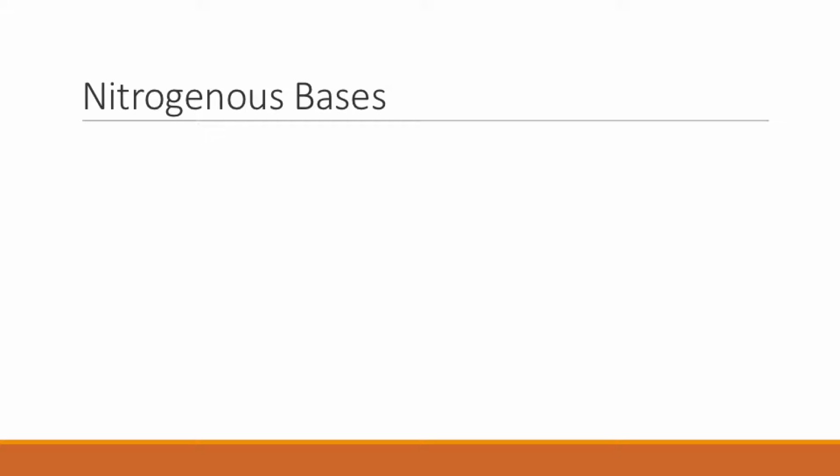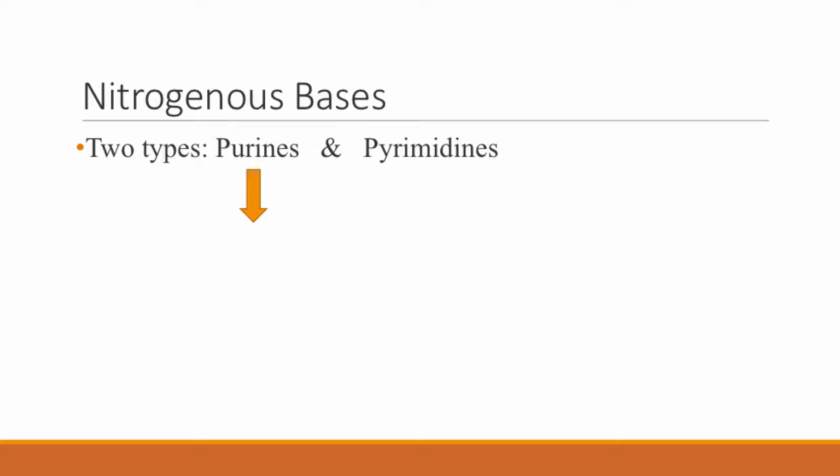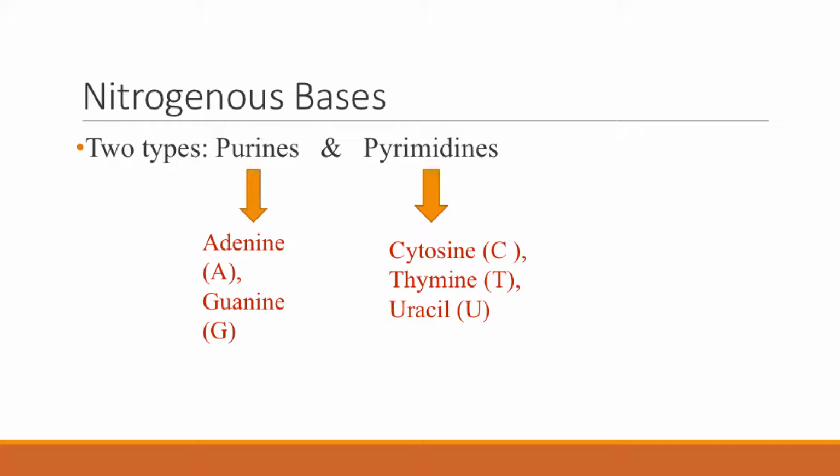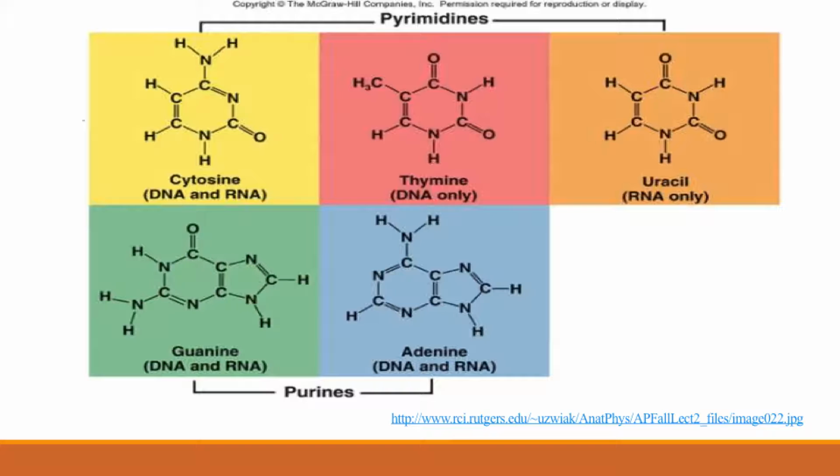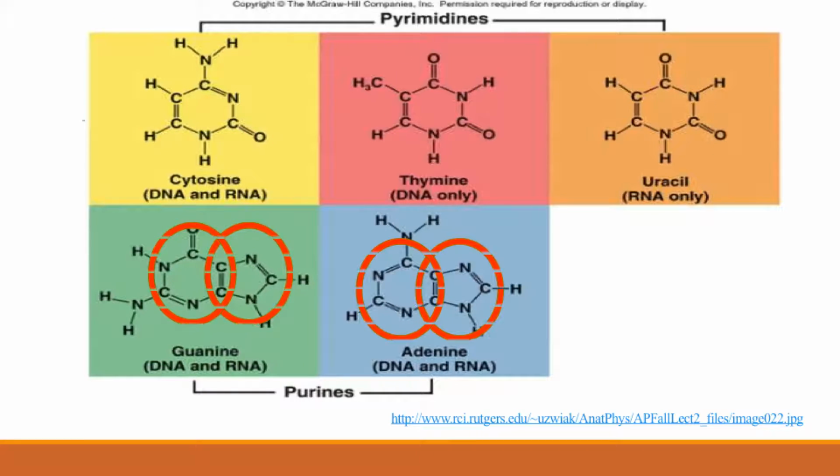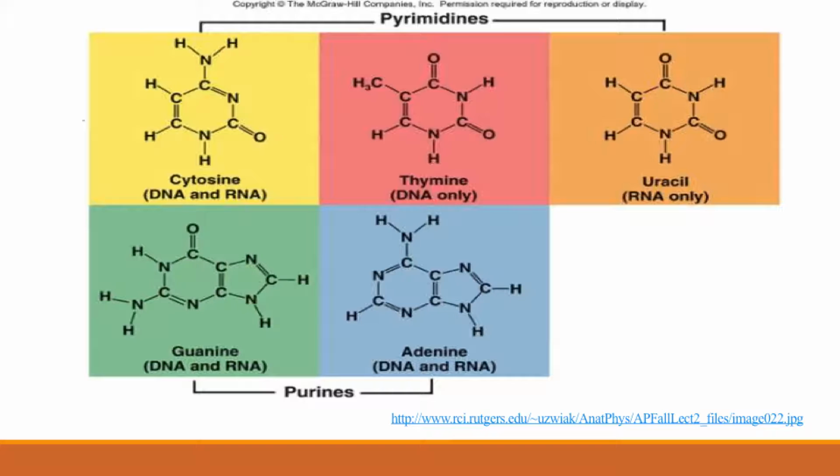First, the nitrogenous bases. The 2 types of nitrogenous bases that are seen in nucleic acids are purines and pyrimidines. The purines are adenine and guanine, abbreviated as A and G. Pyrimidines are cytosine, thymine, and uracil. Thymine is usually seen in DNA, and in RNA, the thymine is replaced by uracil. If you look at the chemical structure of purines and pyrimidines, you can see that pyrimidines are single ring structures and purines are double ring structures.